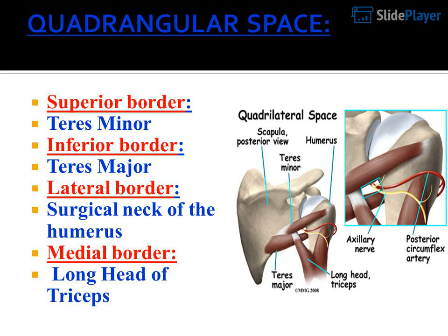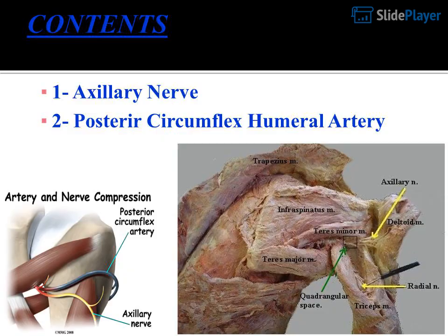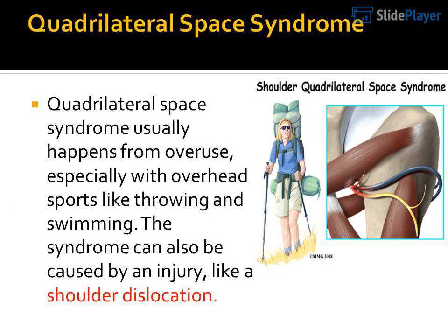Quadrangular space. Superior border: teres minor. Inferior border: teres major. Lateral border: surgical neck of the humerus. Medial border: long head of triceps. Contents: 1. Axillary nerve. 2. Posterior circumflex humeral artery.